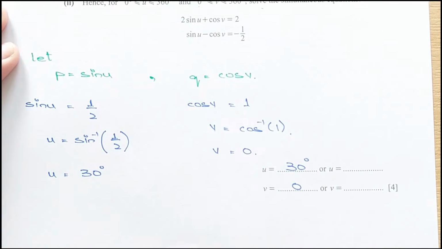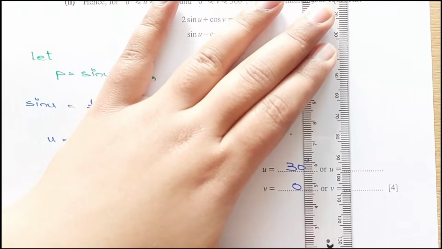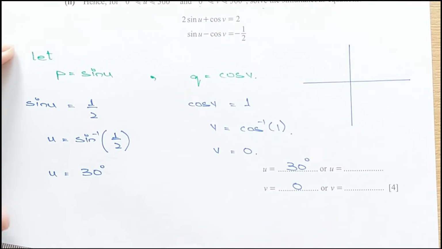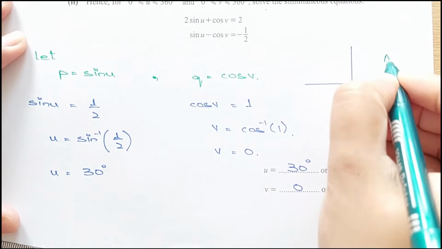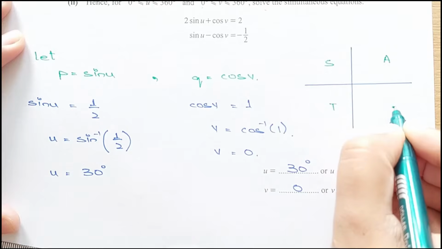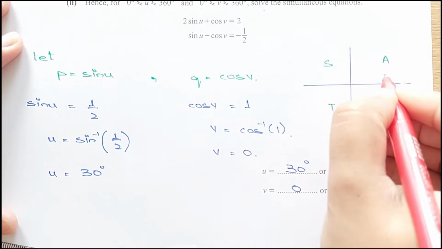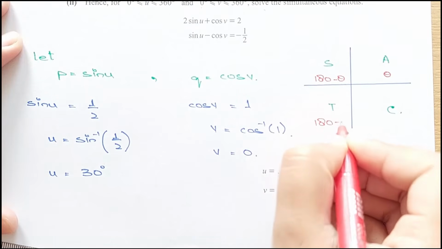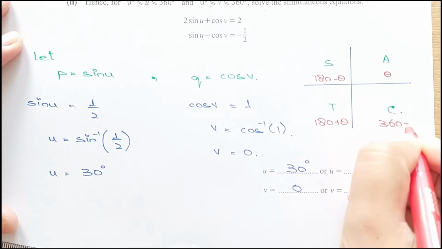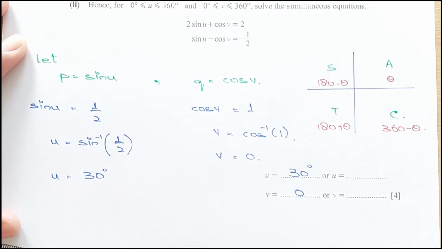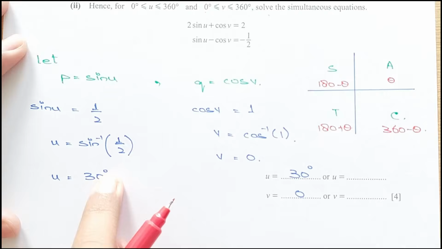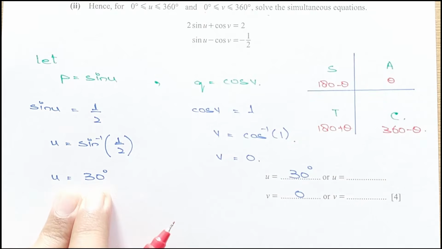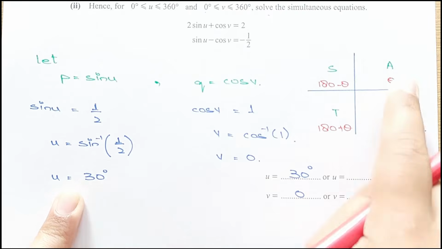Now let me draw the coordinate diagram here to show you in which quadrants sine and cosine are positive. Here we have A, S, T, and C. In the first quadrant we have theta. Here we do 180 minus theta. Here we do 180 plus theta and 360 minus theta. As you can see, sine is positive in the first and the second quadrant. So we got the answer 30 degrees for u, and this is for the first quadrant.